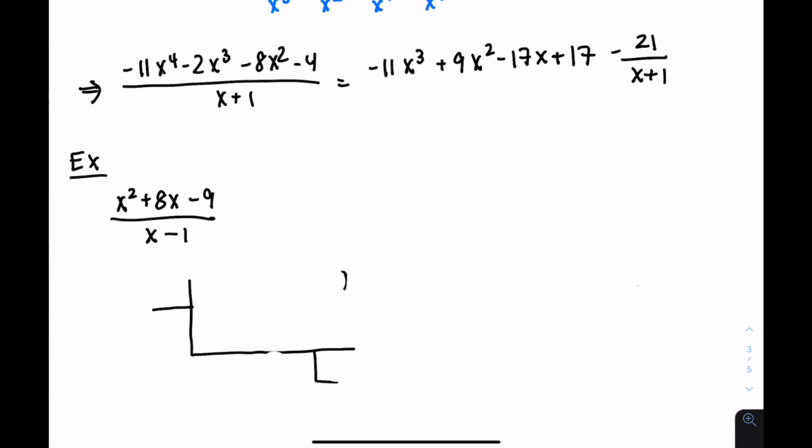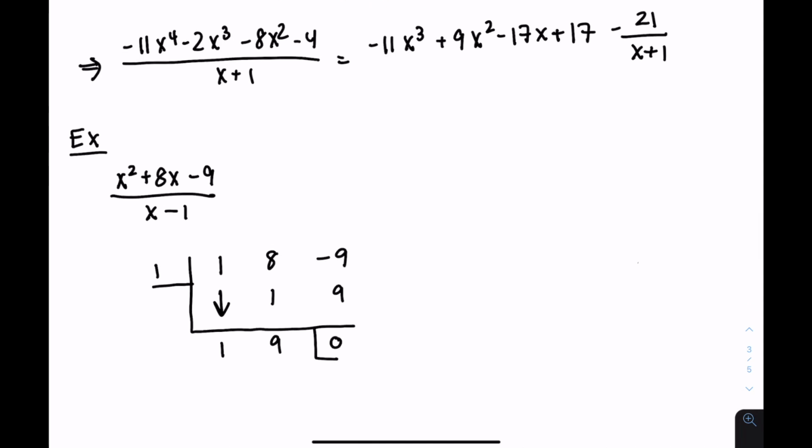Okay. So let's do one more. We've got x minus 1, so we're going to put a positive 1 here. We have one x term, 8 x's, and negative 9 is our constant. So we bring the 1 down, multiply it by 1, gives us 9, multiply by 1 gives us 9, and we add it together this time and we get 0.